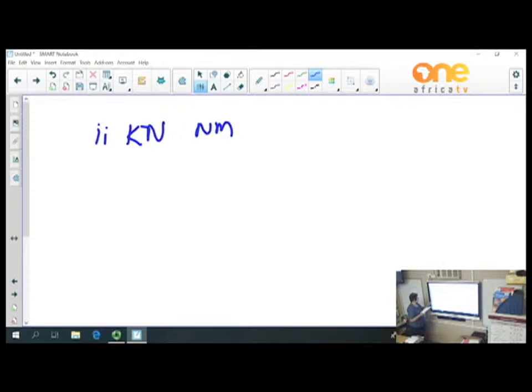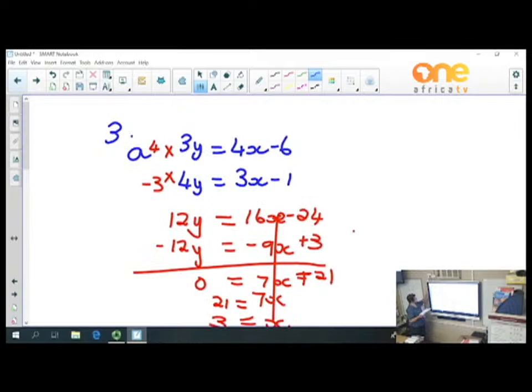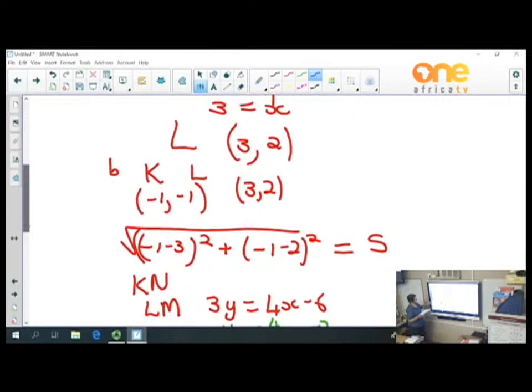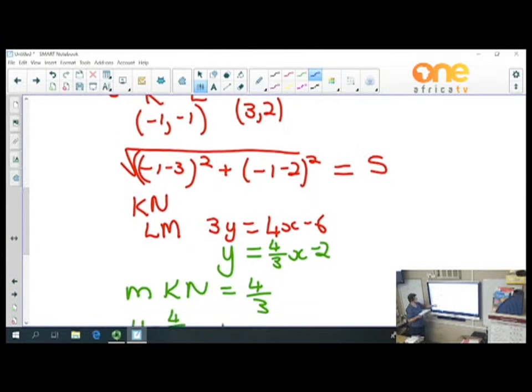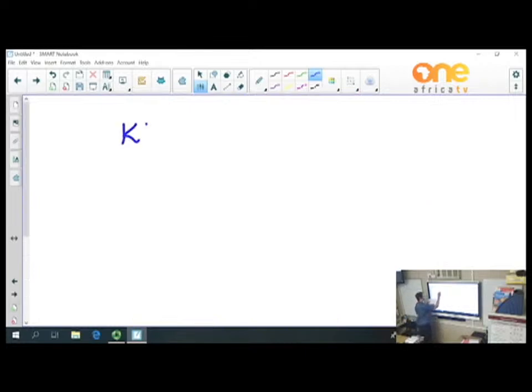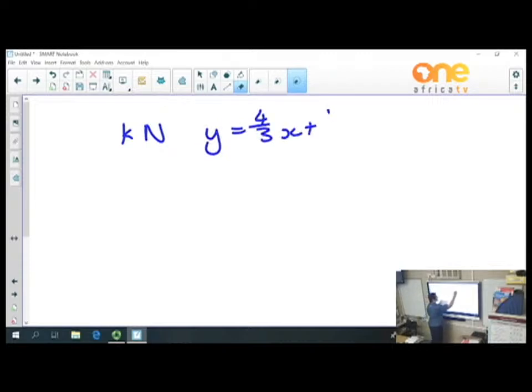Did we calculate the KL just now? Which one's gradient do we have? Now we have LM, KN. So we already have KN. So we need to find NM. Okay, just give me the equation of KN. Yeah, so y is equal to 4 over 3 x plus 1/3.